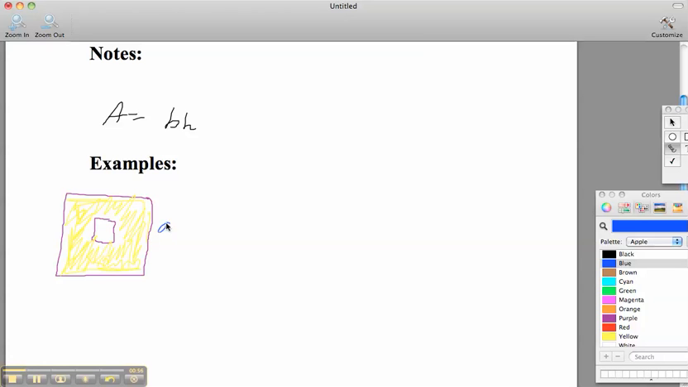Let's say this side is 9, and this side is 9. That's the outer square. And then with the inside square, the base of the inside square is 3, or a rectangle rather, and the height is 2. So how can we figure out what the yellow part is?